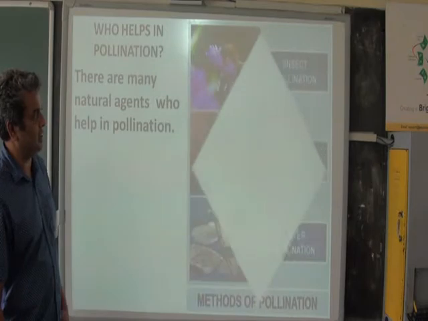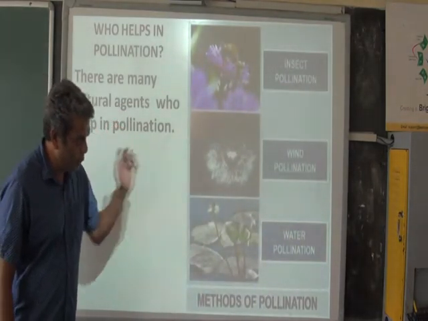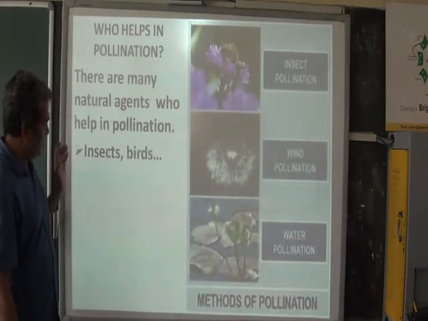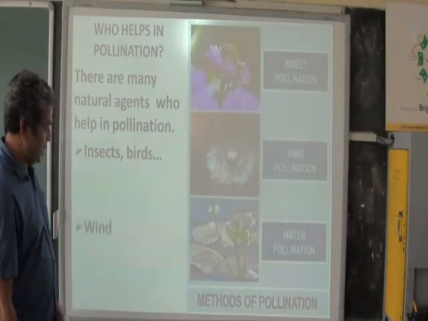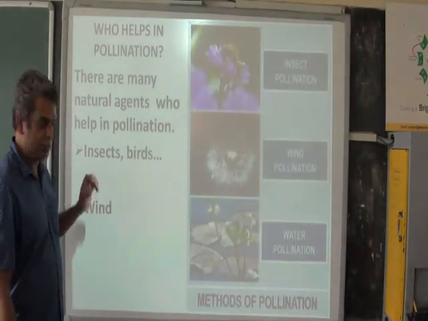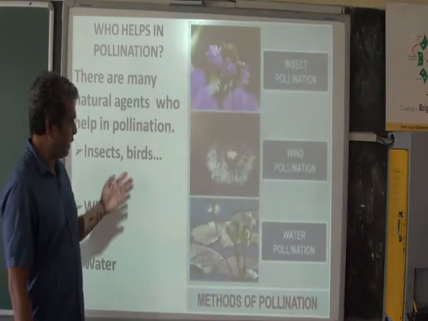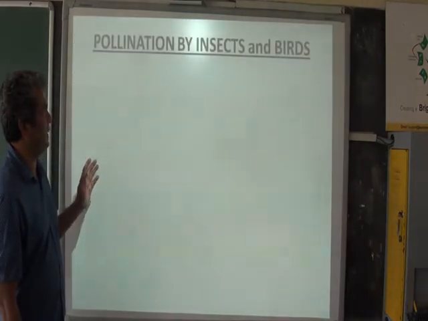And who are the natural agents? You will see there is a slide here with the picture. Insects. Then you have wind. And then you have water. So who are the different agents? Insects and birds. They help in pollination. Then you have wind that helps in pollination. And you also have water. Now how do insects and birds help in pollination? We will learn in the next slide.